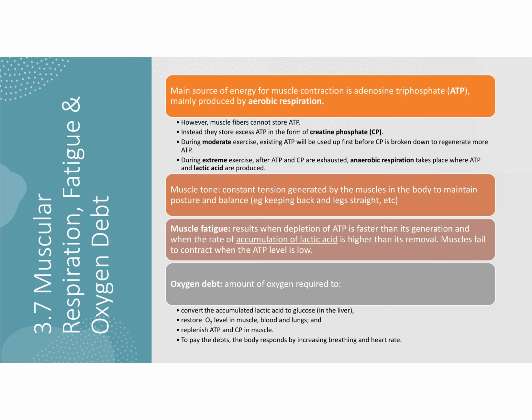Muscle tone refers to the low-level, continuous tension your muscles maintain even at rest, keeping your posture upright and your joints stable without you consciously thinking about it. Muscle fatigue occurs when ATP is being used up faster than it can be regenerated, and when lactic acid accumulates faster than it can be cleared away. At critically low ATP levels, muscles simply cannot contract anymore.